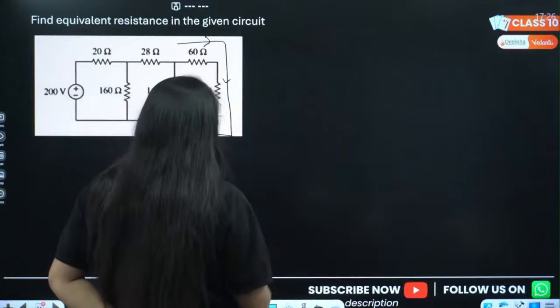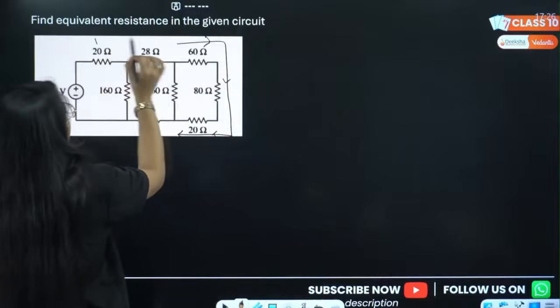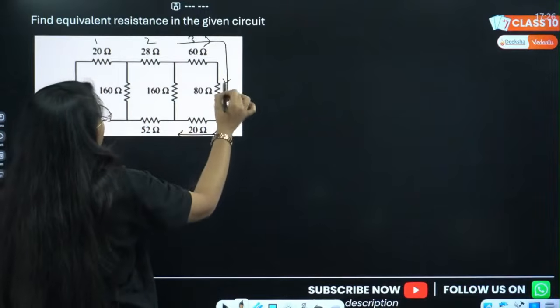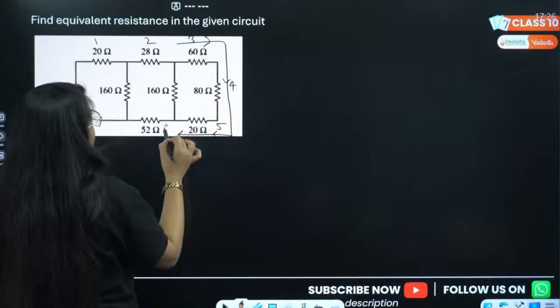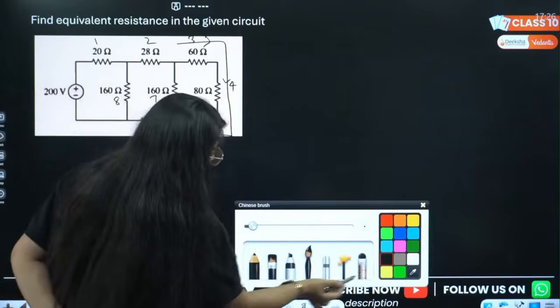Chalo. Let us name this first, okay? Let's name this 1, 2, 3, 4, 5, 6, 7, 8. Okay? We have 8 resistances.